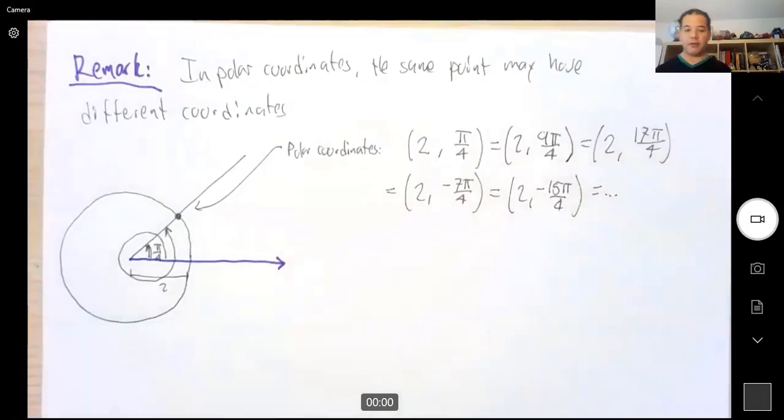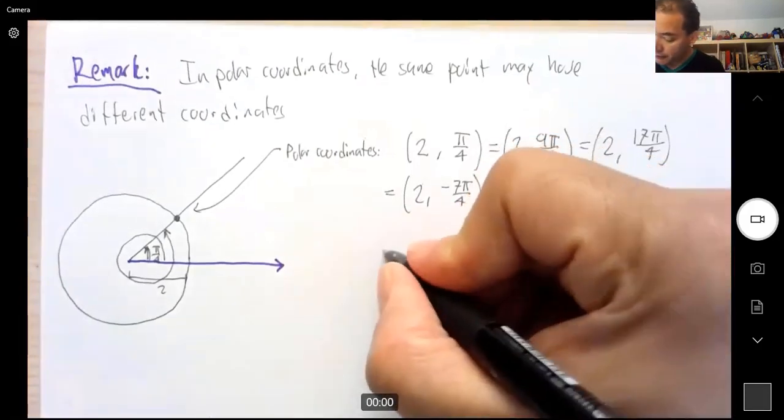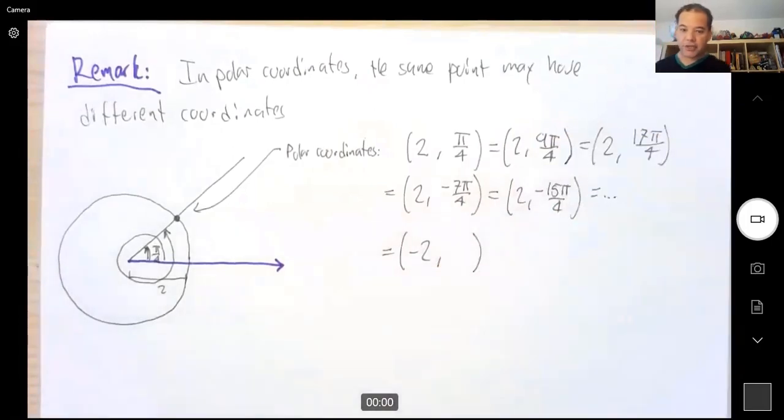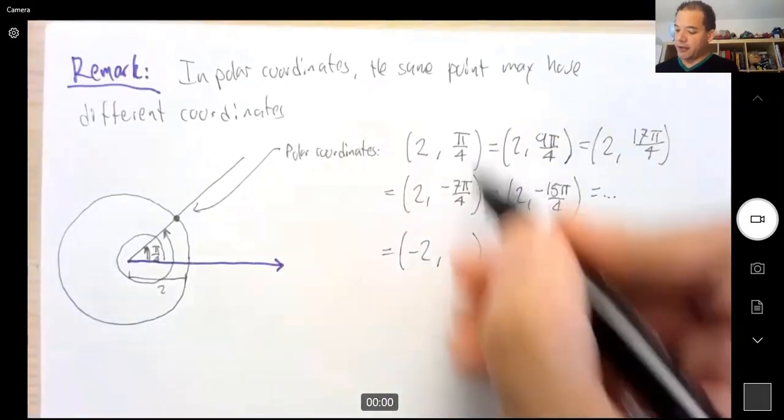Right? Now that's not the only difficulty. I can also use a negative radius. So I can write it as negative 2, and what angle? Someone tell me, which angle could I put here so that it is the same point?